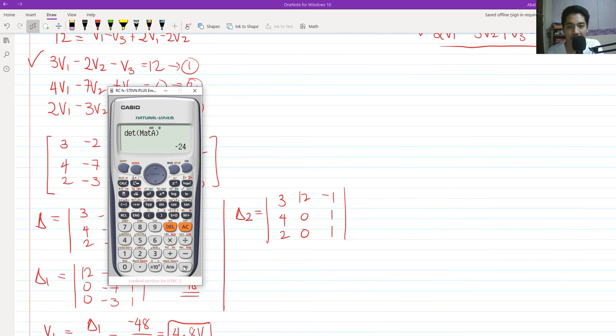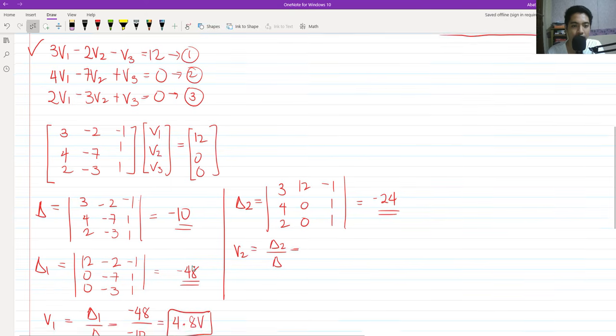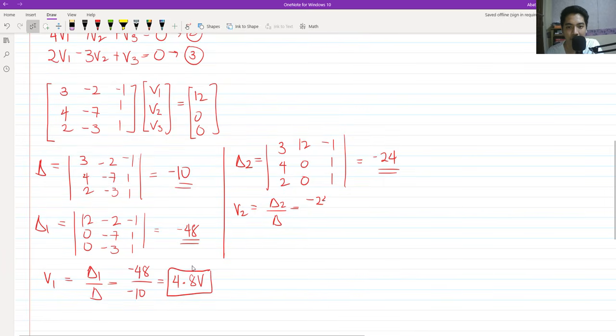So that would be negative 24. So to get V sub 2, that should be delta sub 2 all over delta, which is the same delta. So we have negative 24 divided by negative 10. So that must be 2.4 volts.